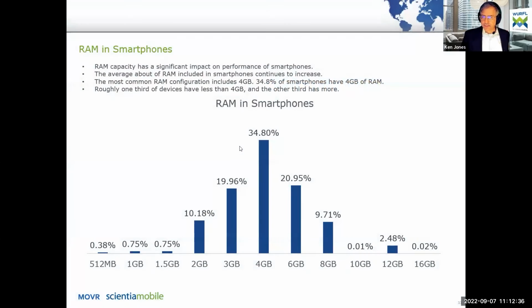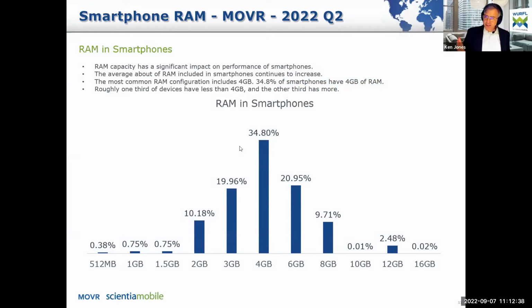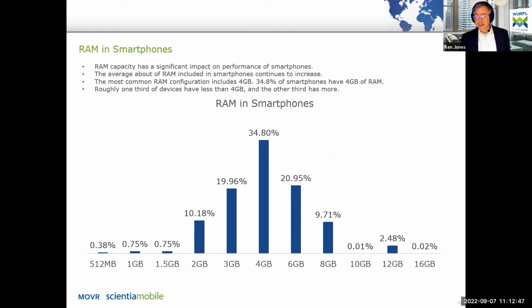Right, smartphone RAM. RAM is the core memory that is important for effectively running a smartphone or any device. And in smartphones, it has a huge impact on your performance. So, over time, like all technologies, the amount of RAM has increased.